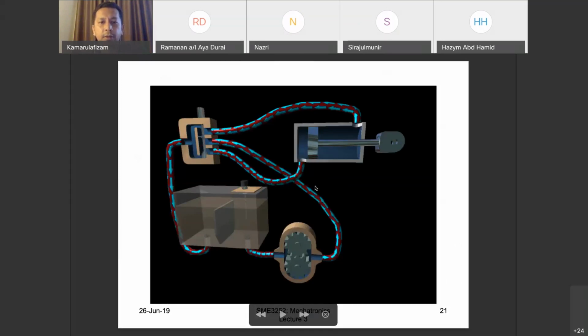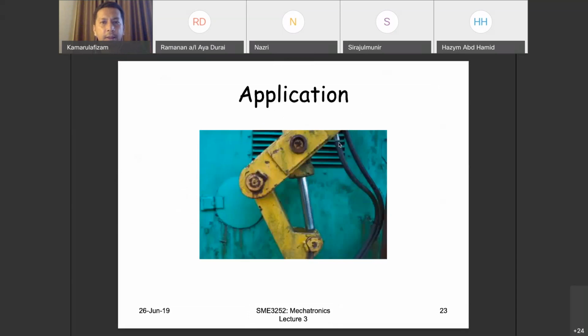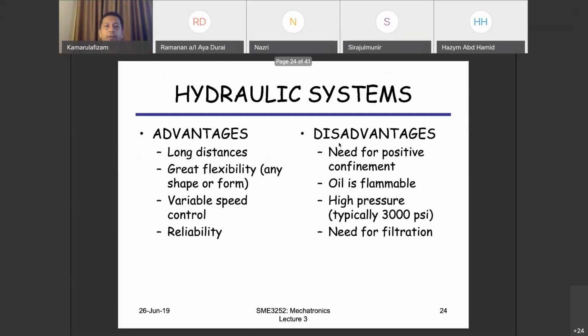Sama juga benda tadi, cuma bawah ni dia pakai gear pump. Okay, this is minyak punya reservoir. This is directional valve. So bila you adjust this directional valve, you normally will cause the fluid to flow in different directions and will cause the movement of this actuating cylinder. Okay, so benda yang sama, application paling jelas adalah this one lah, backhoe ni.